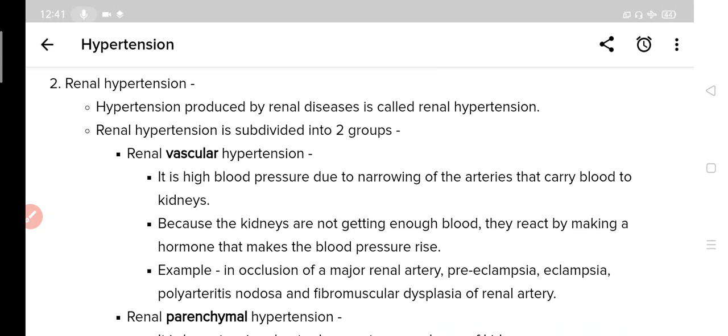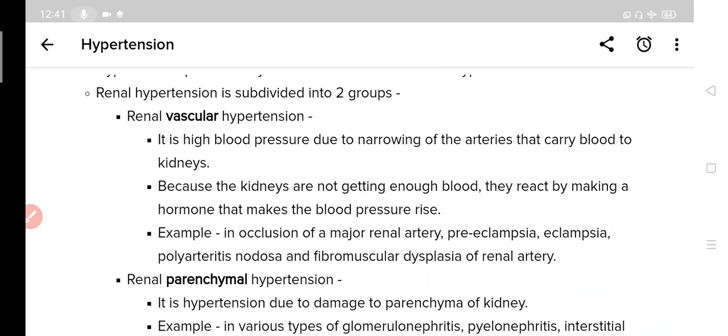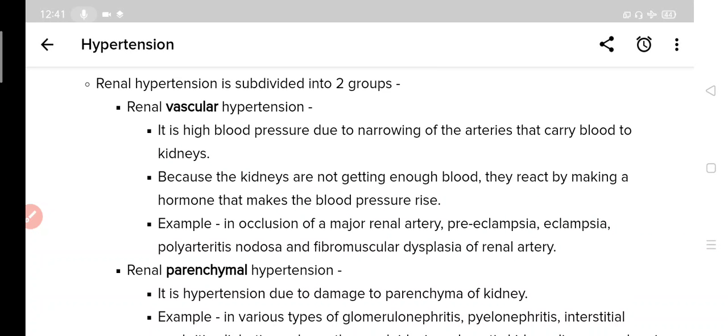Obviously from the name you can say that renal hypertension is produced by renal diseases, that is diseases of kidney, and it is called renal hypertension. It is subdivided into two groups. First one is renal vascular hypertension, and second one is renal parenchymal hypertension. So what is renal vascular hypertension? It is high blood pressure due to narrowing of the arteries that carry blood to kidneys.